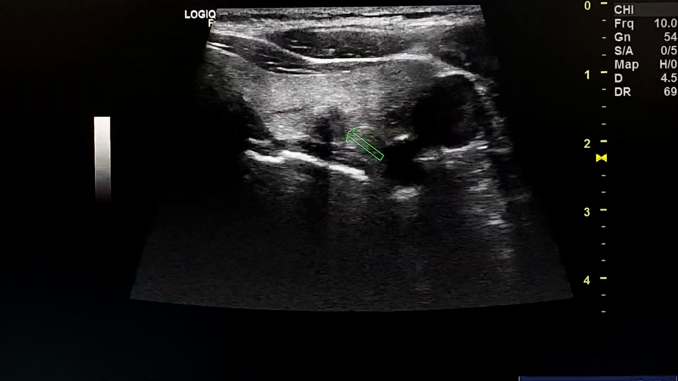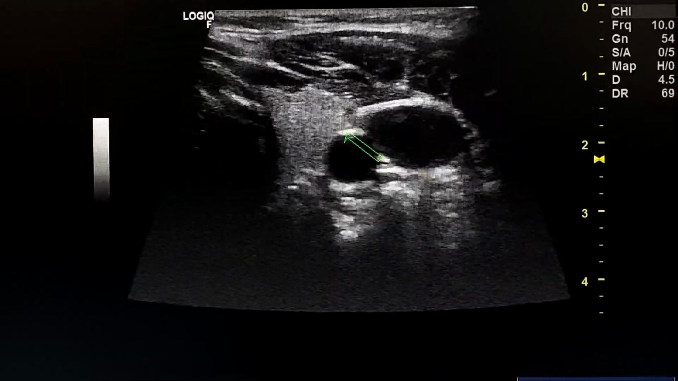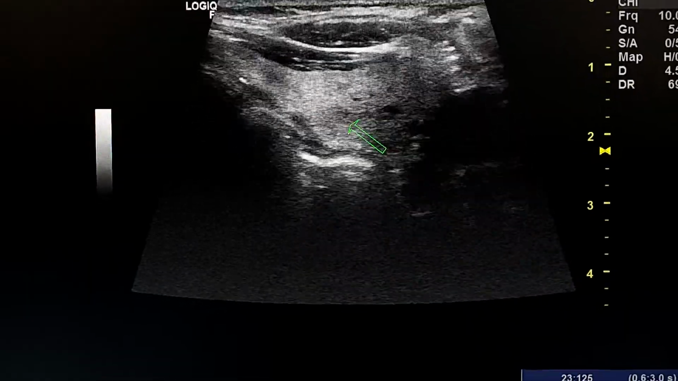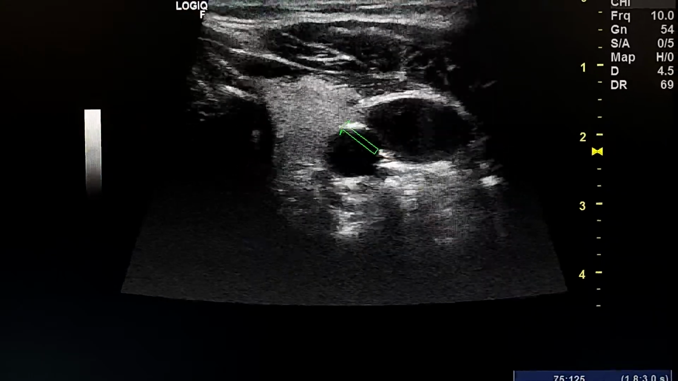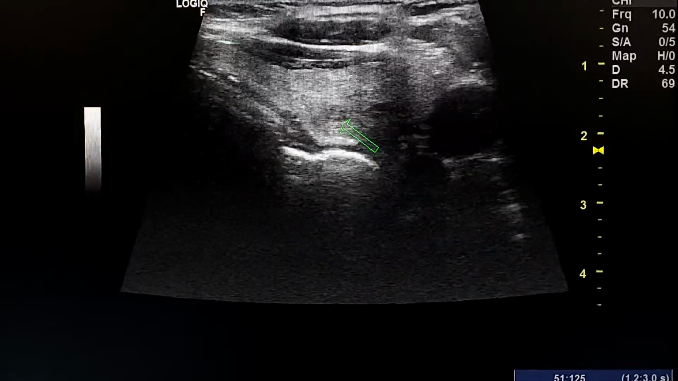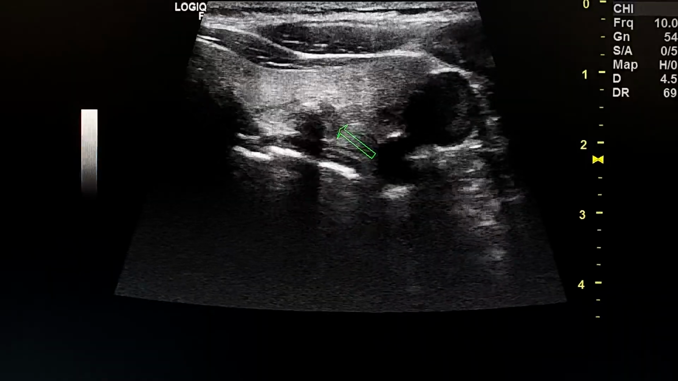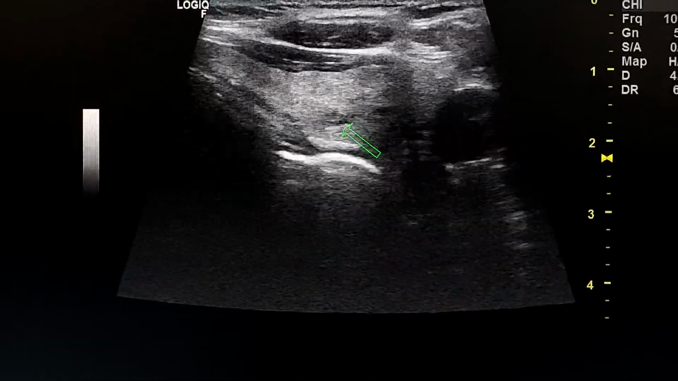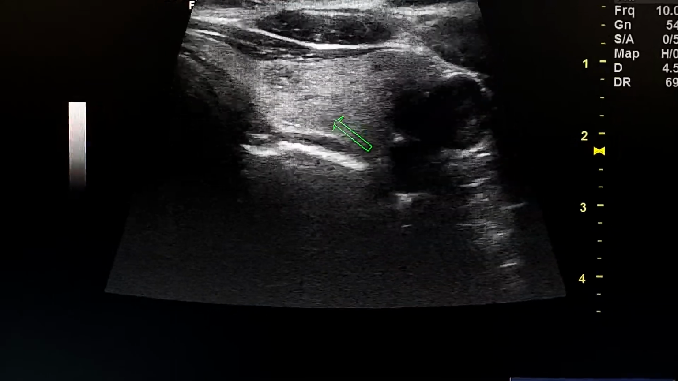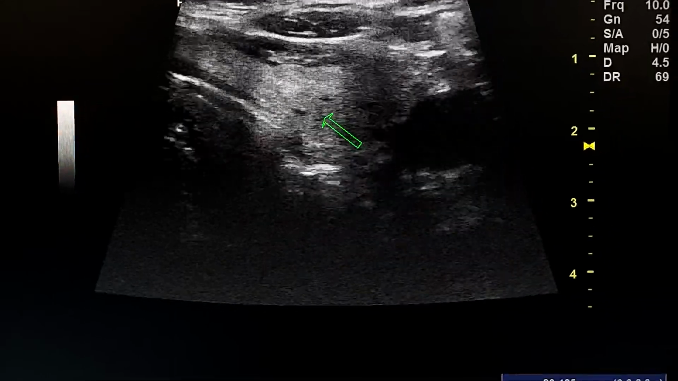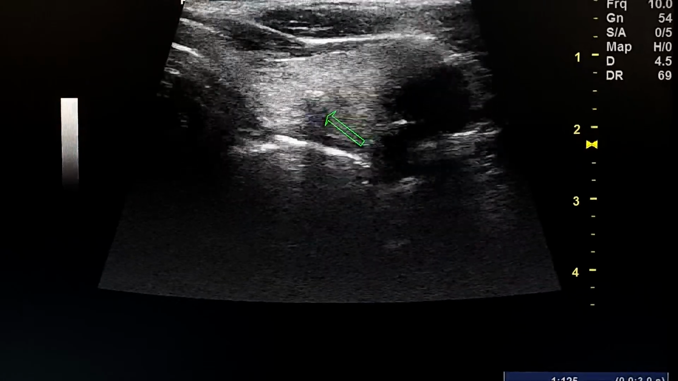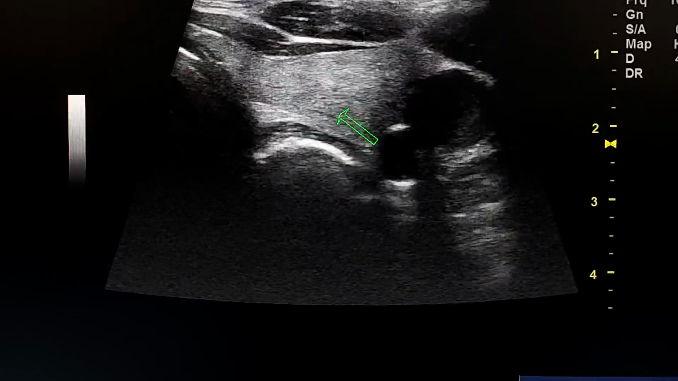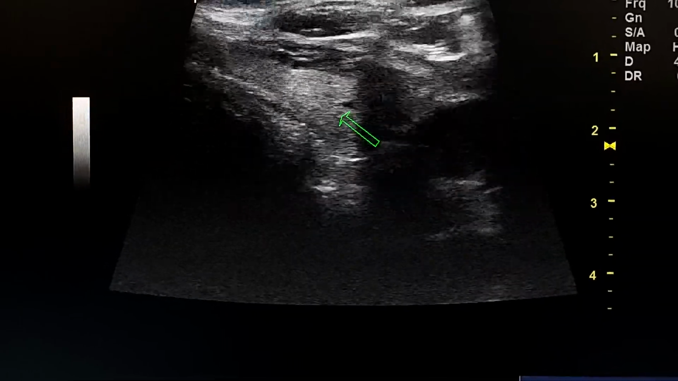This is an ultrasound exam of the thyroid gland in a patient referred from the ENT specialist for examining the thyroid gland. The chief complaint of the patient is dysphagia. The patient was later diagnosed as achalasia, and here is how the diagnosis was suggested by ultrasound.